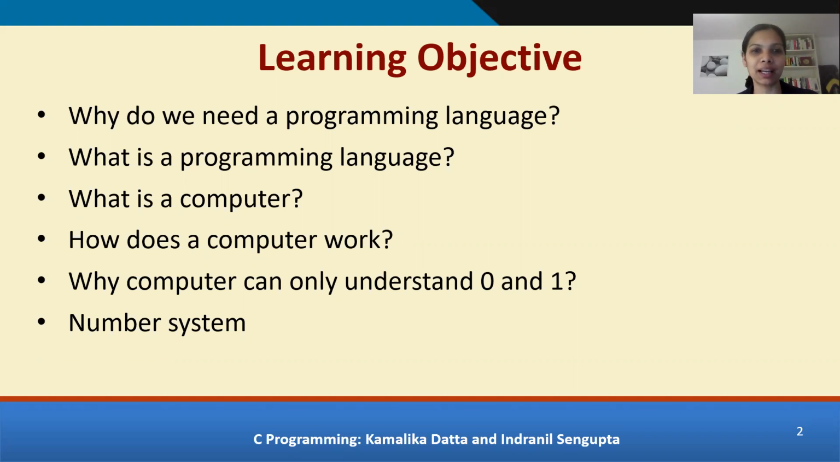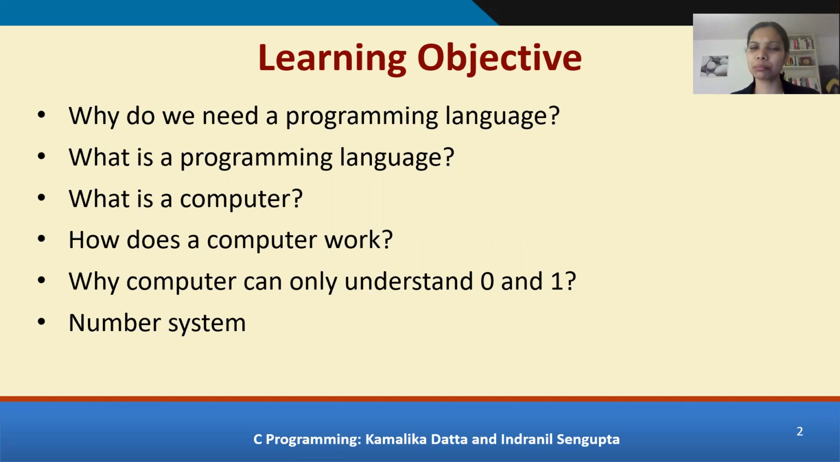Why do we need a programming language? I'll just talk very briefly. What is a programming language? Now, of course, we are writing programs using a computer. If that is so, we must know what it is and how it actually works. And ultimately, because we are going to use the computer to write our programs as well as execute our programs.